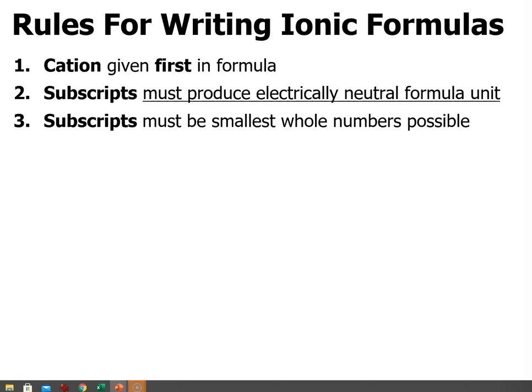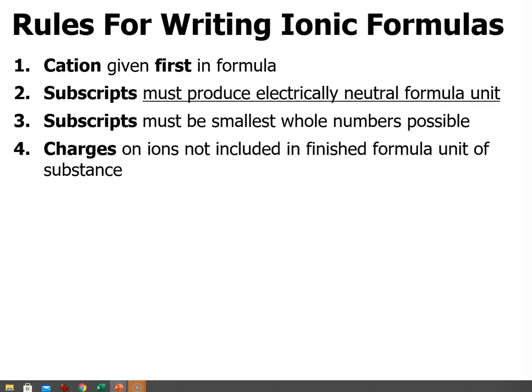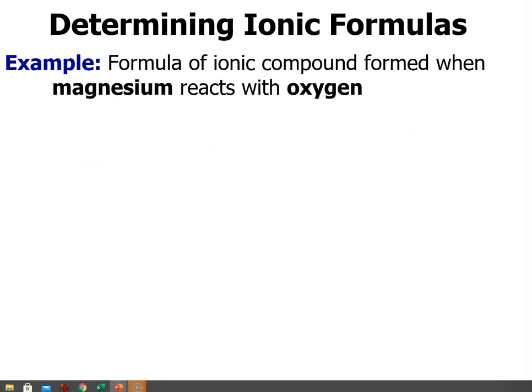Subscripts must be the smallest whole numbers possible. That's where we're simplifying it to the least number of elements given. And the charges on the ions shouldn't be included. So the charges aren't part of that final formula. You'll be able to get that information from that small unit formula, but they're not included there. Again, no subscript implies that there's just a 1 there.